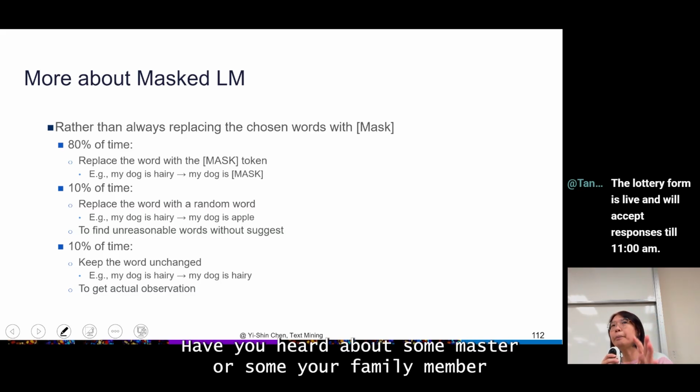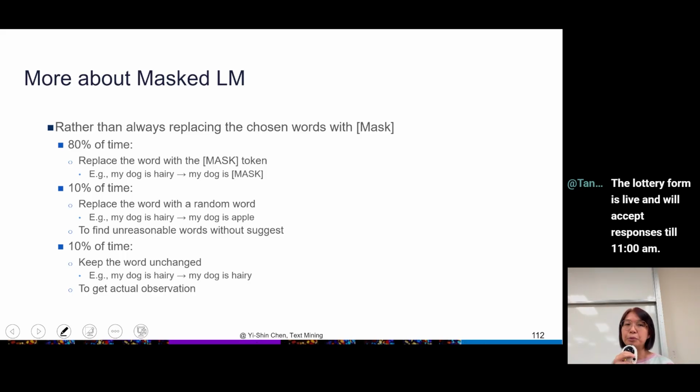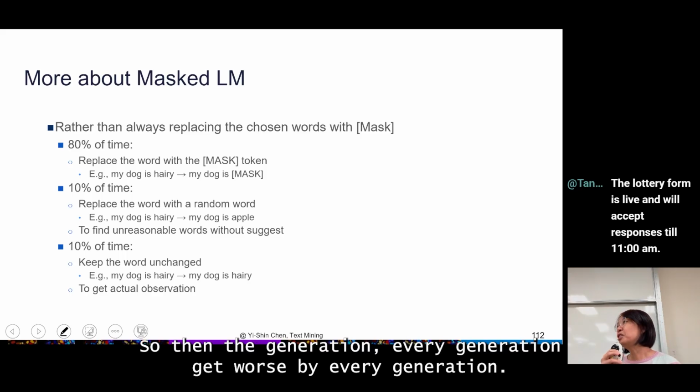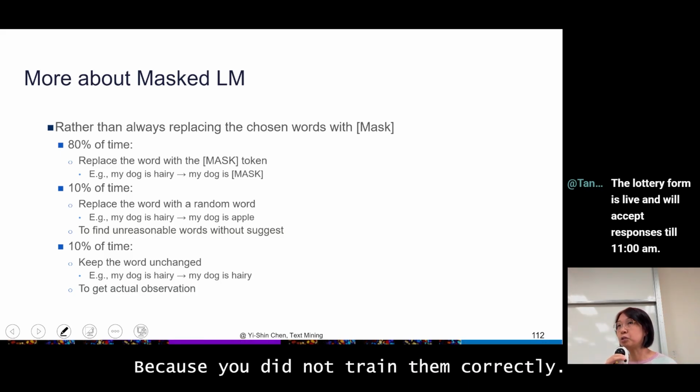Have you heard some master or some family member, a senior member, keep on saying that 一代不如一代, that every generation gets worse than the previous one? They actually were saying that. Why? Because you did not train them correctly.